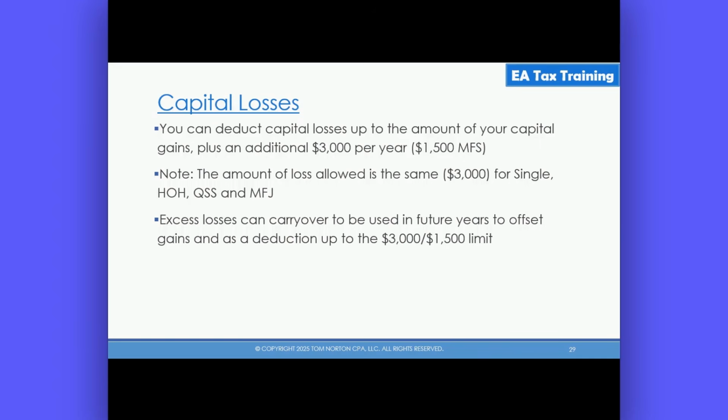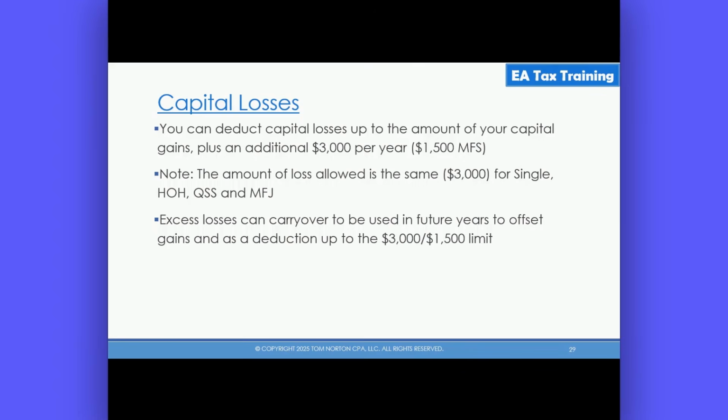And as you can see there, if you're married filing separately, then it is limited to only $1,500. But for everybody else, whether you're single, head of household, qualifying surviving spouse, married filing jointly, it is $3,000. So usually in the tax law, married filing jointly gets twice the benefit of somebody who is single. But it doesn't work that way with this.